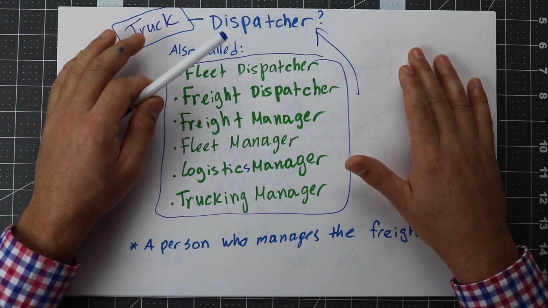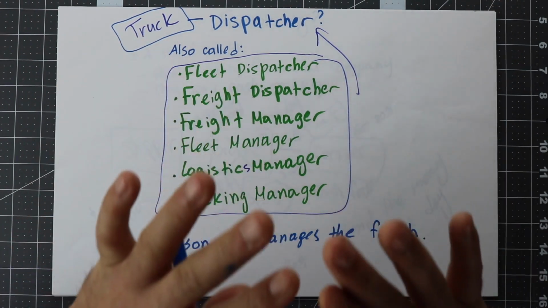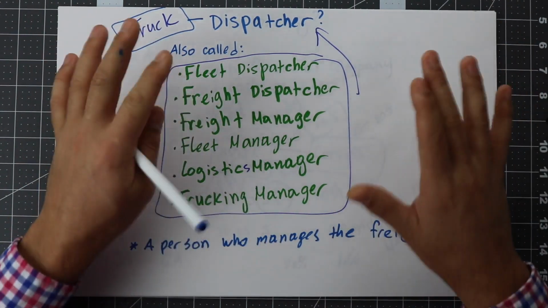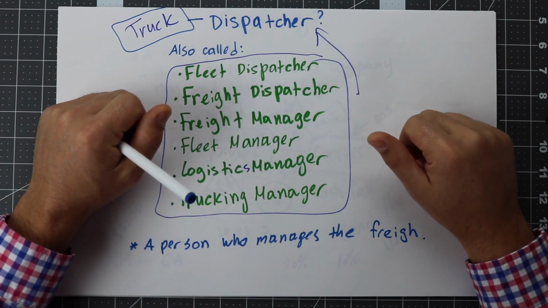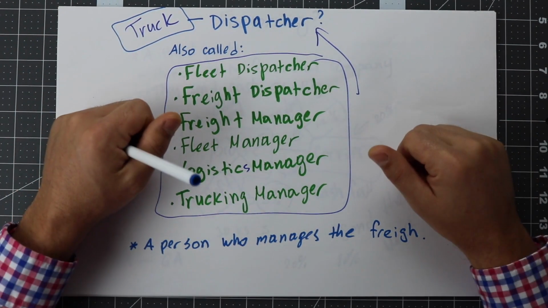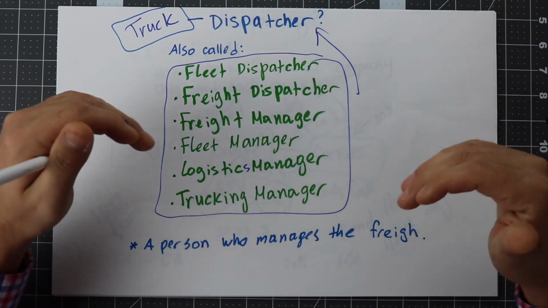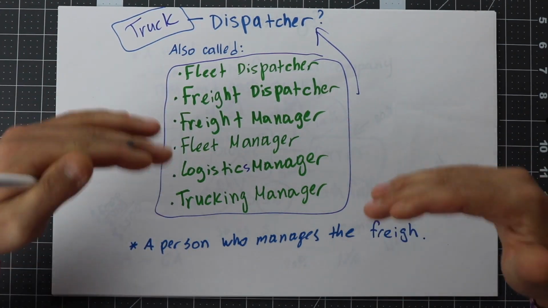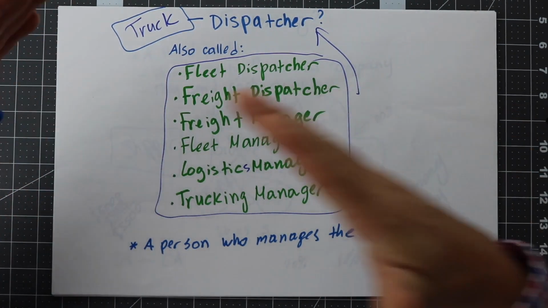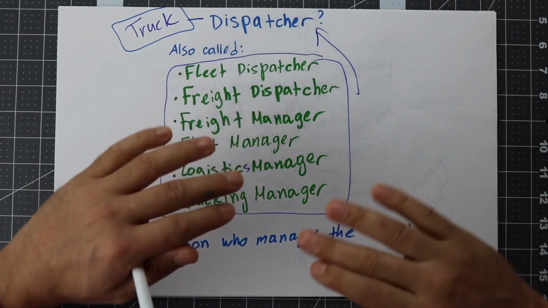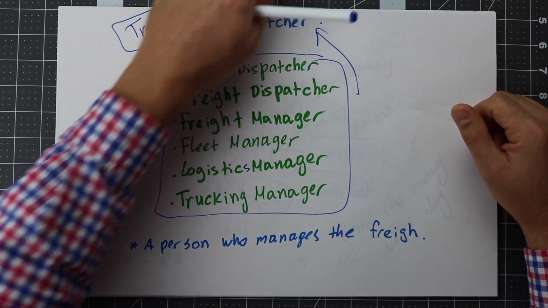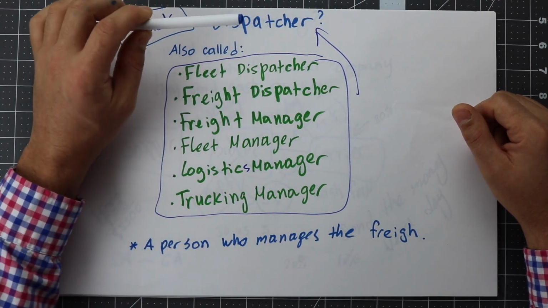So dispatchers use load boards about 80% of the time. Every single day they're logging into their load boards, calling brokers, negotiating. Once the negotiation is done, then the rate is confirmed. The broker then sends the rate confirmation to the dispatcher, and then the dispatcher assigns the load to a carrier.